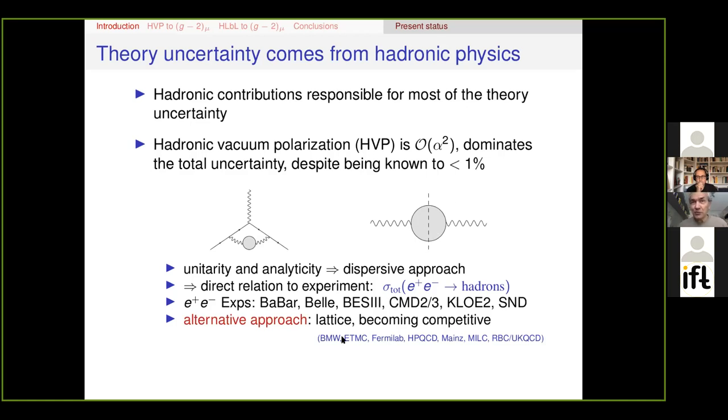The alternative approach is now lattice, which is clearly becoming competitive, and there are several groups working hard on reaching the same level of accuracy as data-driven or BMW.